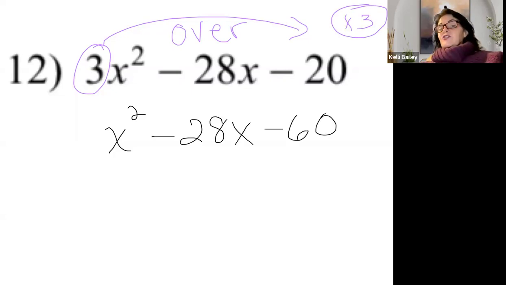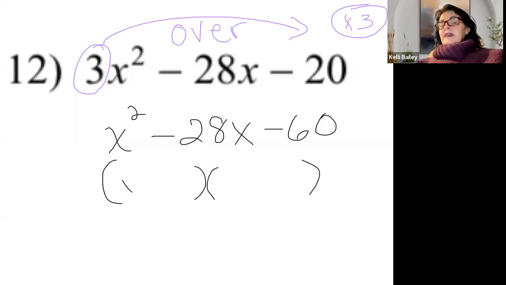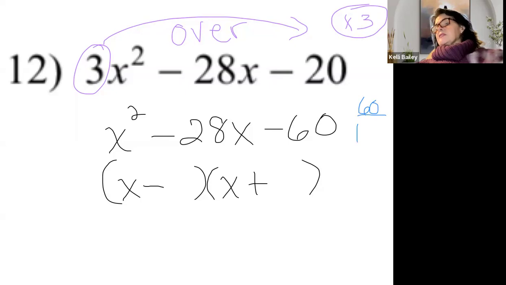Now I'm ready to factor. Now I'm back to just my old regular easy factoring. Not a big deal. Got an x. There's my easy piece, x. I'm going to copy that minus. Minus times minus is plus. And now I want to exhaustively list the factor pairs of 60. 1 times 60. 2 times 30.